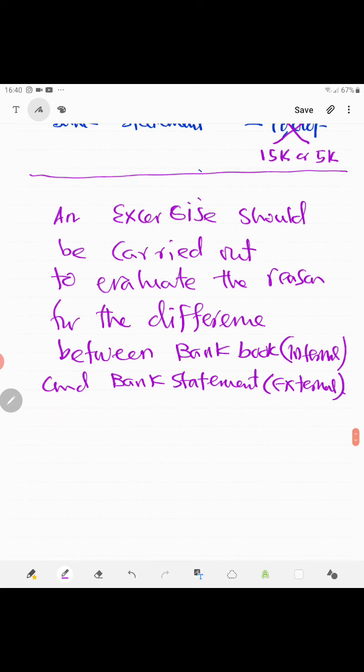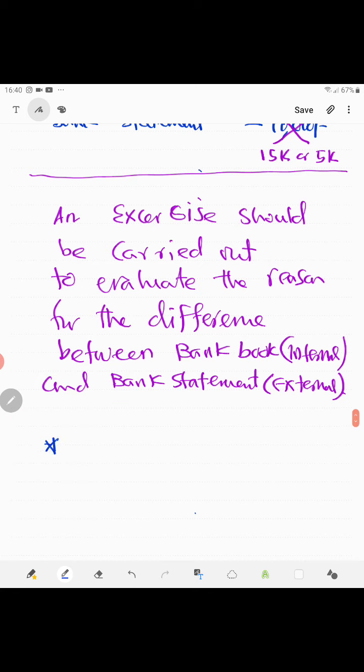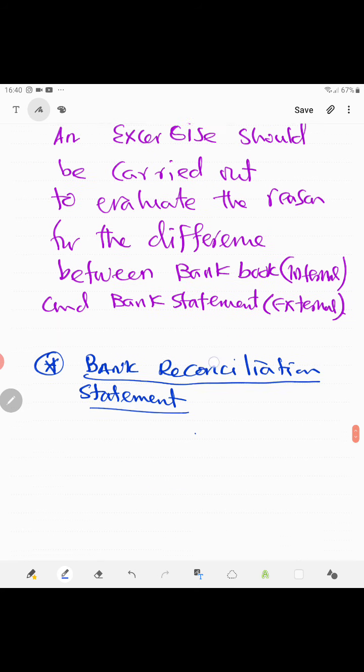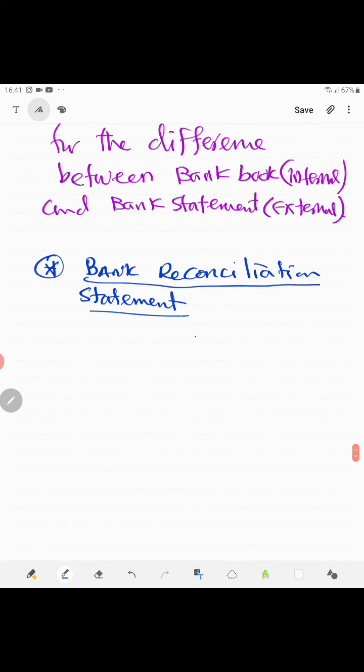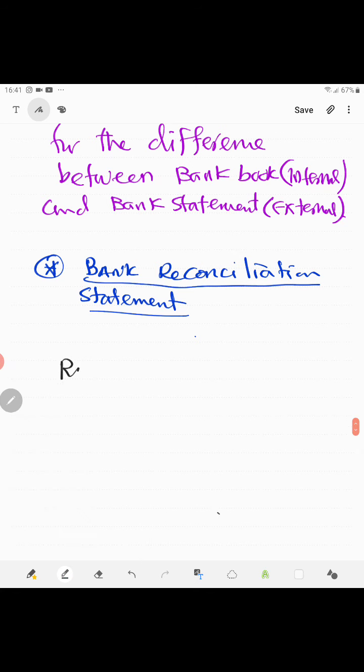This exercise is known as the bank reconciliation statement. Now we have to find out the reasons for the differences. Let's try to find out the reasons for the differences.